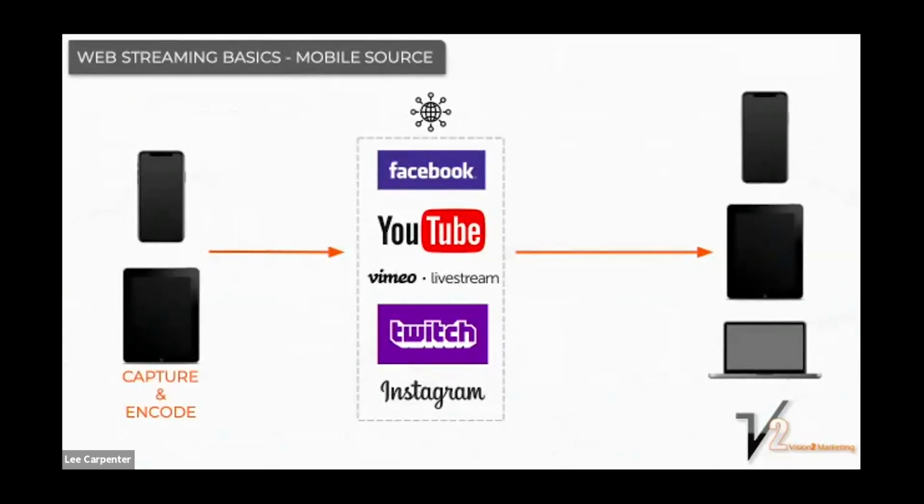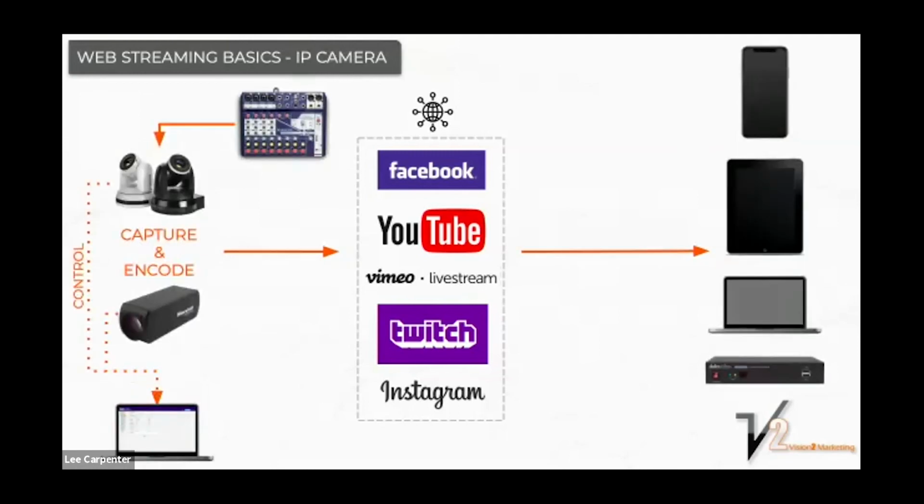So mobile sources, this is what happens when you use a mobile source. You have an iPhone or Samsung or whatever you use, an iPad. That device is capturing live content. It's encoding the content, and then through the network, it's shooting it out to these different platforms. Those platforms are then taking that information over their servers and shooting it out to all of these different types of devices to be viewed. Probably the simplest setup as far as streaming that you can get.